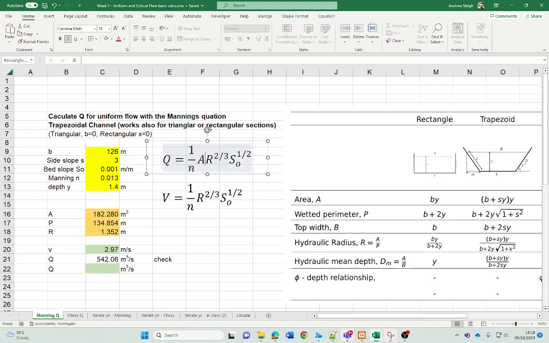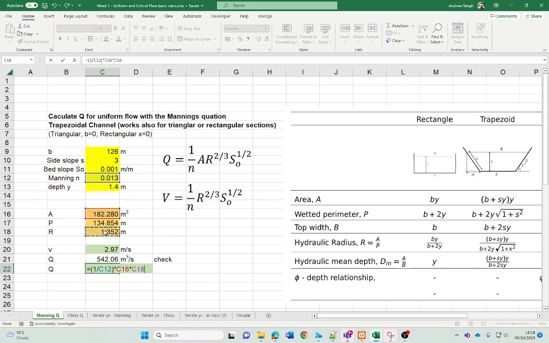We can try calculating the formula directly, let's type that in, so we can just do a double check. So again, I'll do the 1 over n first of all, times it by A, times it by R raised to the power of 2/3, times it by the bed slope raised to the power of 0.5. Same. Okay, so a little check there.